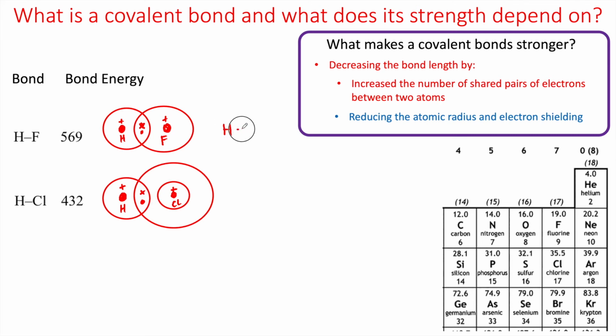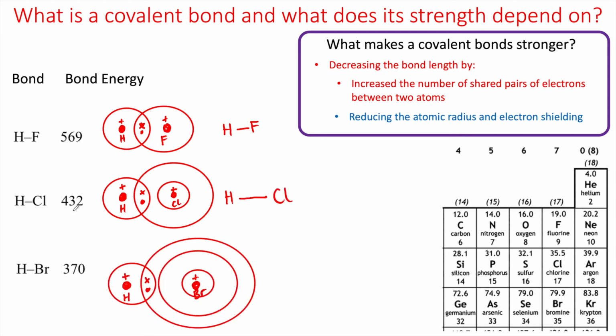So if we try and show this like that, that could be hydrogen fluoride, this would be hydrogen chloride with a longer bond length, and if we move down to hydrogen bromide, you can see the bond energy is even less. That means it needs less energy to break the bond. It's a weaker bond, and you can see quite clearly the atomic radius of bromine is even larger, and not only that, it's got 2 inner shells, which means you've got a lot more electron shielding. So therefore there's a much less attraction to the shared pair of electrons, so that makes the bond length even larger.